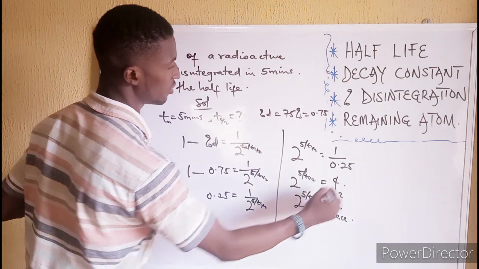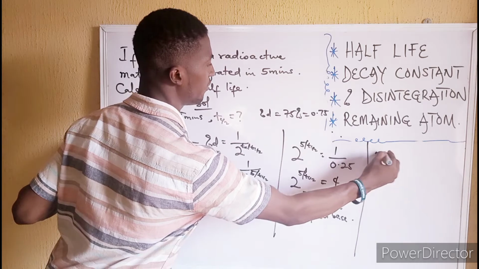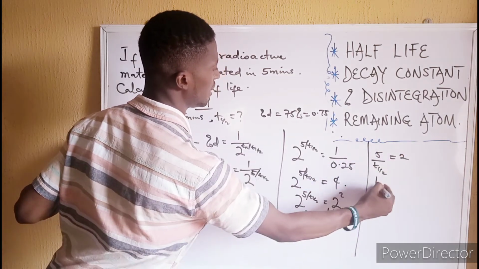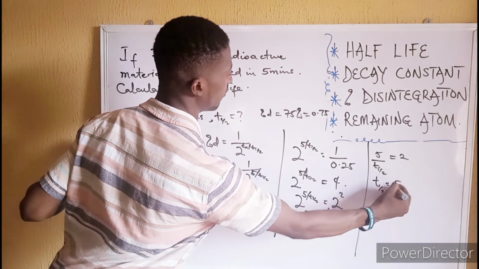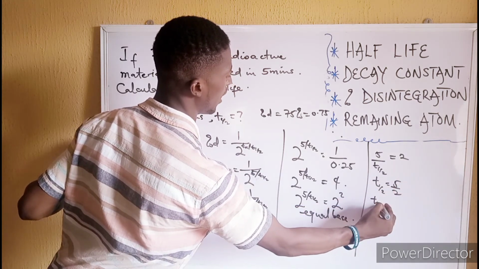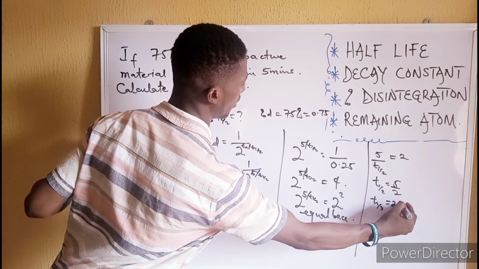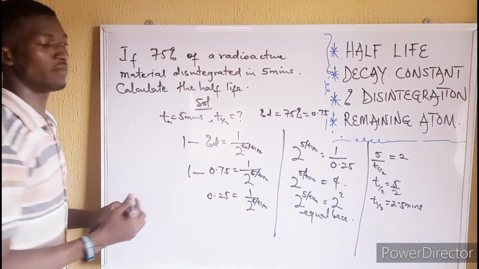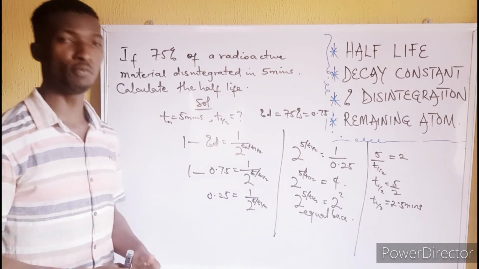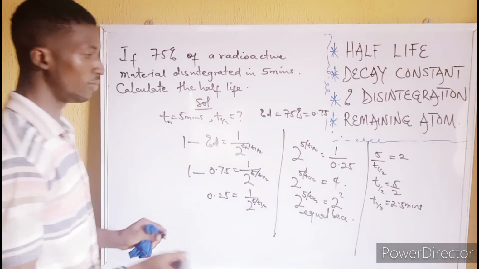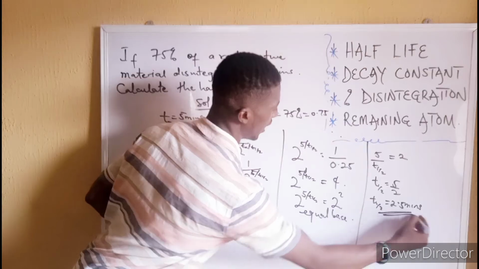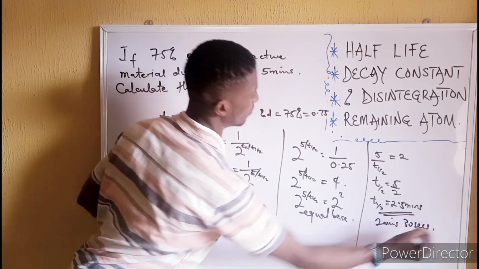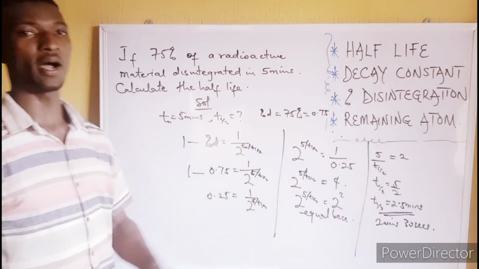And since we have equal base, you can say that 5 over the half-life is equal to 2, meaning that the half-life is equal to 5/2. So here our half-life is 2.5 minutes. If it is 2.5 minutes, it means that we have 2 minutes 30 seconds. So that will be our answer.